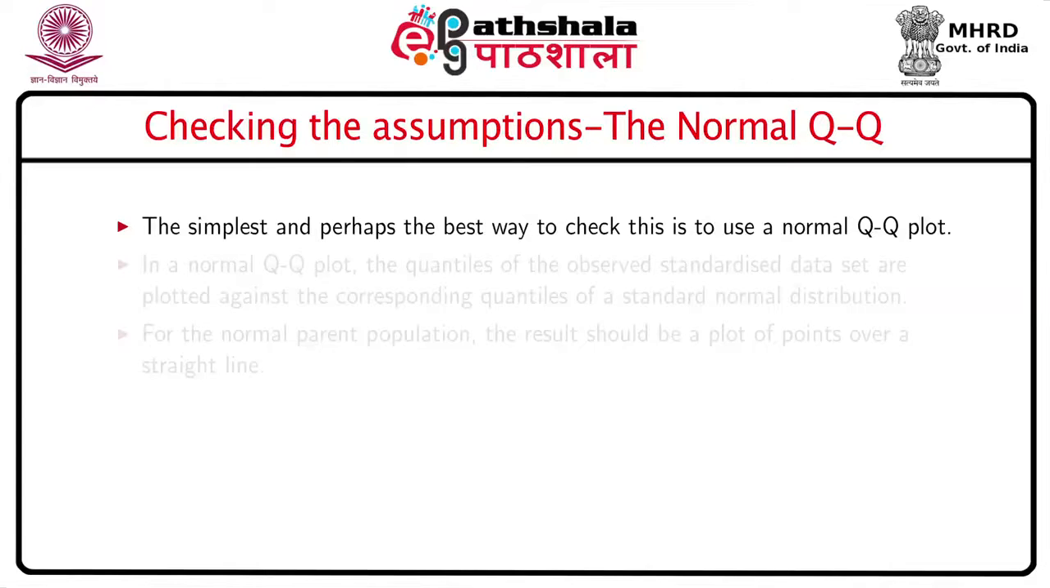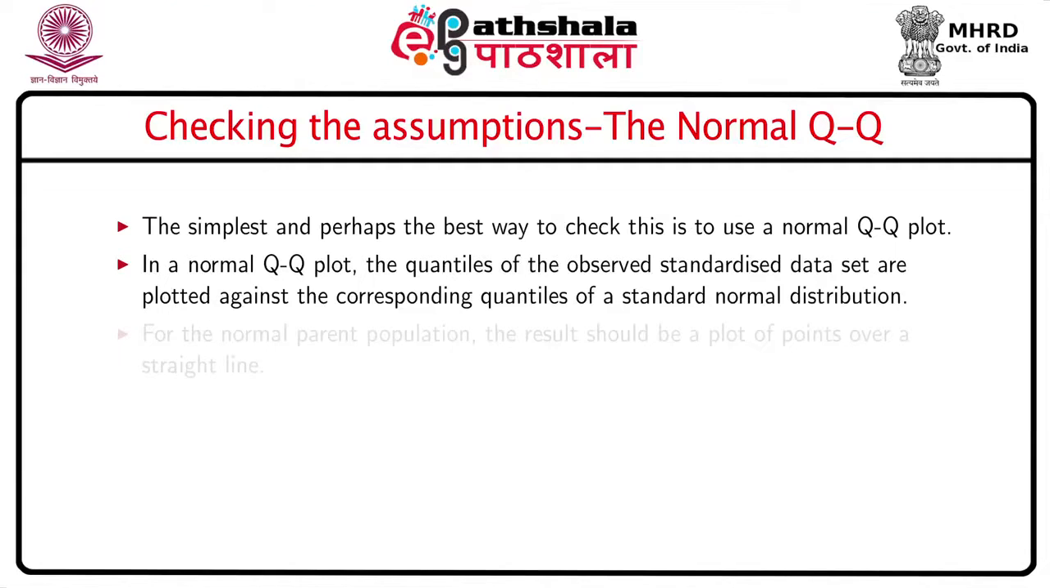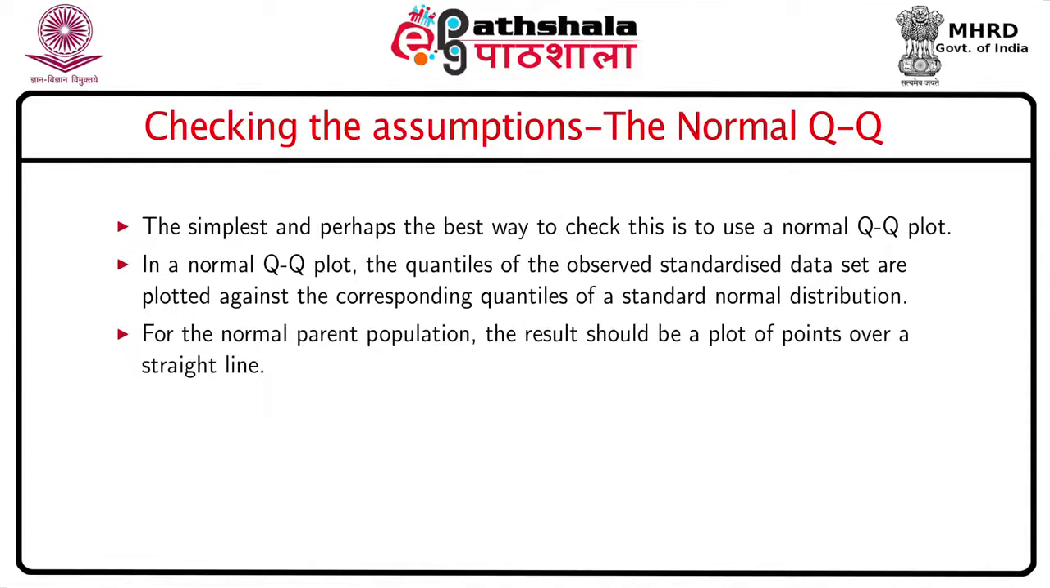Actually, there are some other confirmatory tests. For example, one is the normal QQ plot, and this is the simplest and perhaps the best way to check normality. In a normal QQ plot, the quantiles of the observed standardized data set are plotted against the corresponding quantiles of a standard normal distribution. For a normal parent, we expect that these two sets of quantiles match. So for a normal parent population, the result should be a plot of points over a straight line, or at least scattered over a straight line.